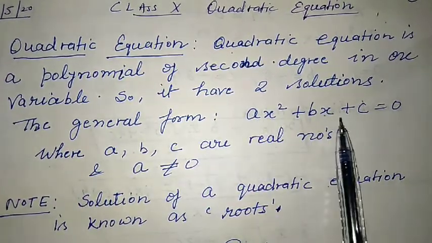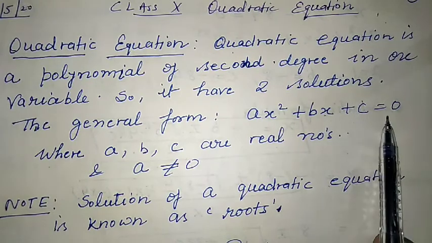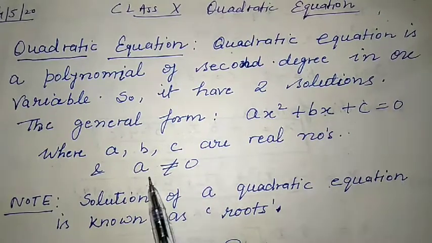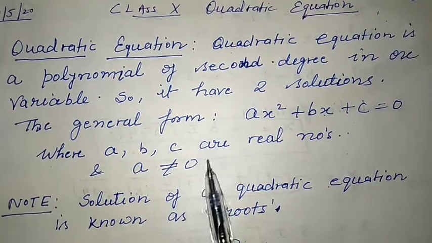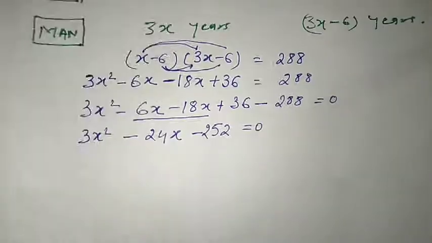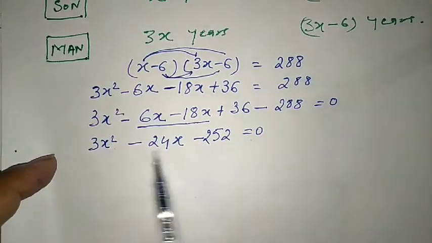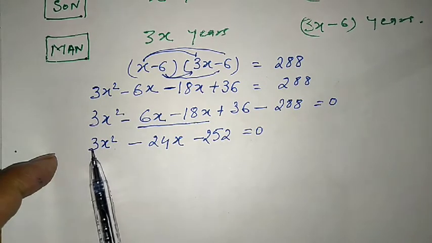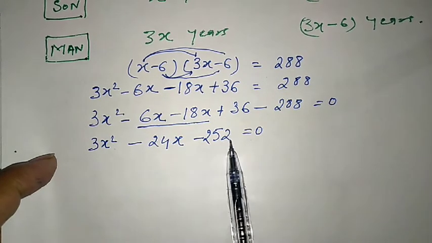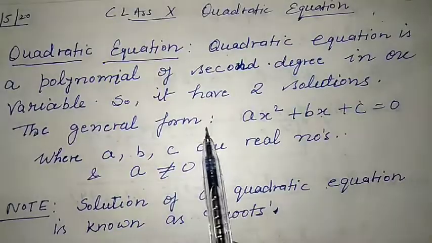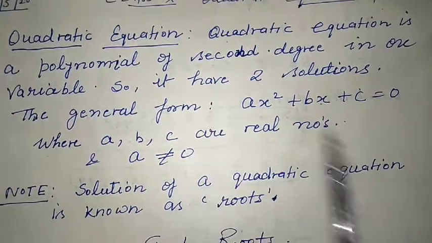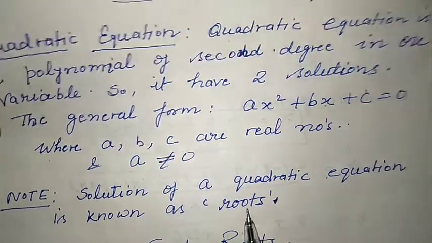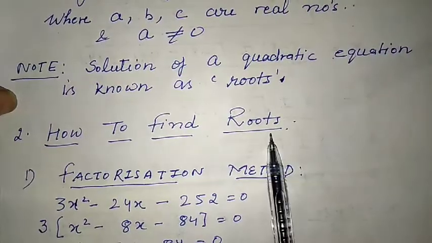ax square plus bx plus c is equal to 0, where a, b, c are real numbers and a is not equal to 0. So this definition is satisfied by this equation. This is the quadratic equation because the degree is 2 and it is in general form, ax square, this is bx and this is c. Now the solution of a quadratic equation is also known as roots. So the next question is how to find roots.